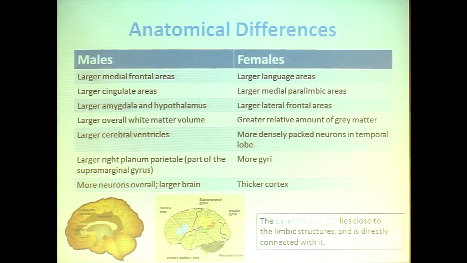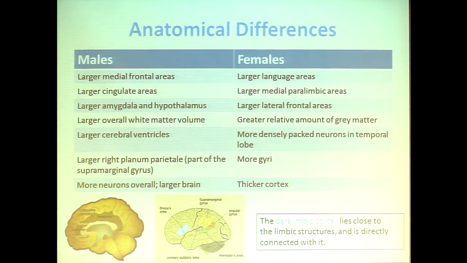Females have larger language areas. Okay, that's not a surprise. They have larger medial paralimbic areas, and I just put in here a reminder that the paralimbic cortex lies close to the limbic structures and is directly connected with it. And when you think about limbic, we think about emotions. They have larger lateral frontal areas. They have a greater relative amount of grey matter. They have more densely packed neurons in the temporal lobe. They have more gyri, and they have a thicker cortex.